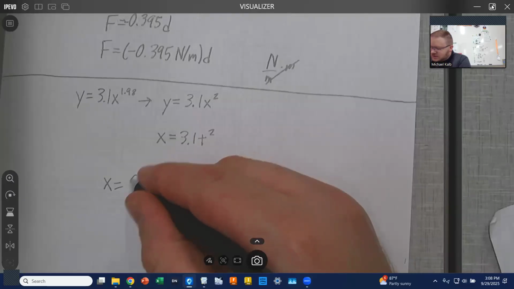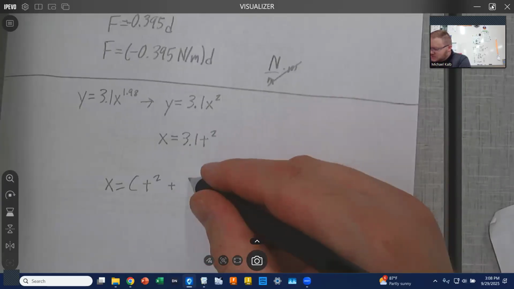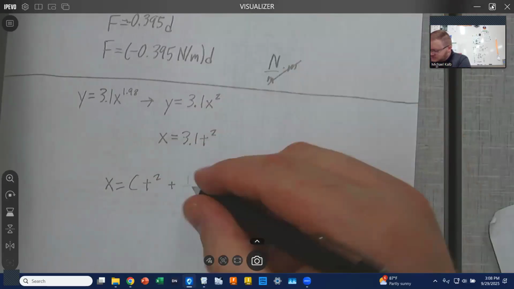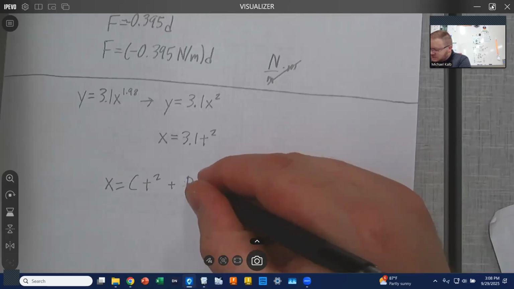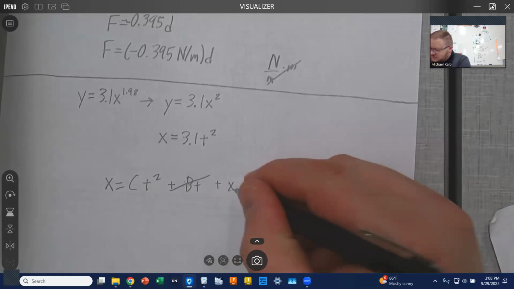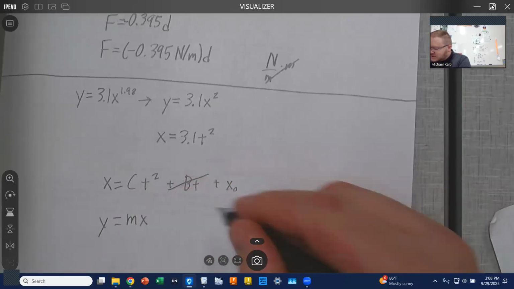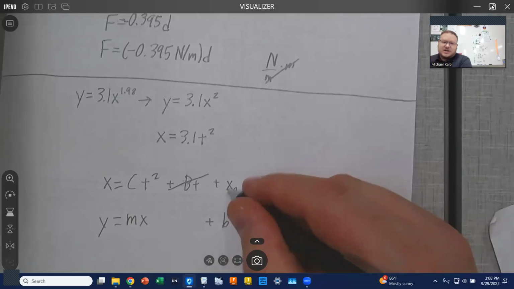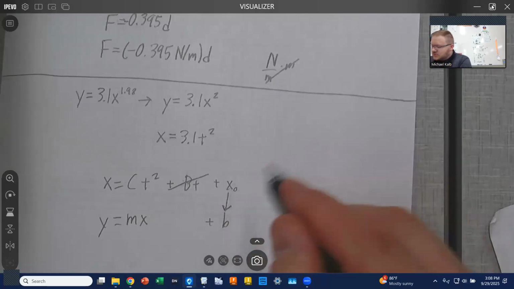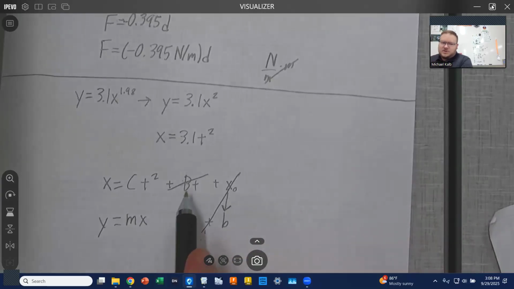x is equal to some constant times t squared plus the initial velocity times t, or some other constant times t, but that's zero, plus x naught. If we compare that to a line, y equals m times x plus b, here we have a constant being added on. We can match those up. Now in this case, the intercept is 0, 0, so we don't have to worry about that either.